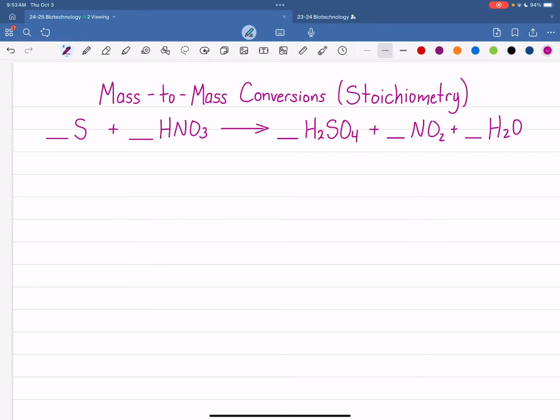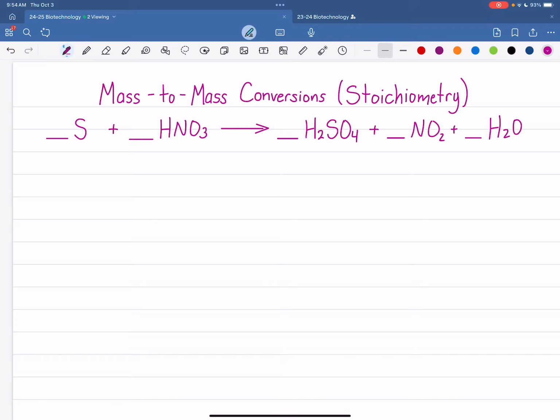Alright guys, we're going to be talking about mass-to-mass conversions today, and if you've had chemistry before, you may have heard that that's called stoichiometry. You can actually predict how various reactions will happen before you even do them. So you can actually get desired outcomes by just kind of controlling some of the reaction conditions.